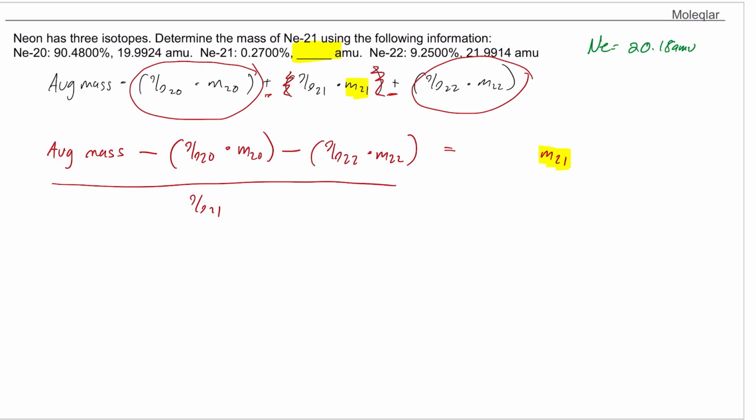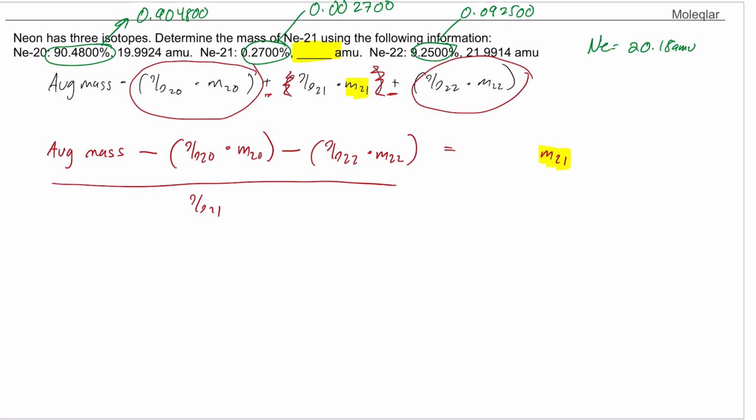The other thing that we have to do before we start is convert these percentages into decimals. So this will be 0.904800. This over here will be 0.002700. And this over here will be 0.092500. Alrighty.